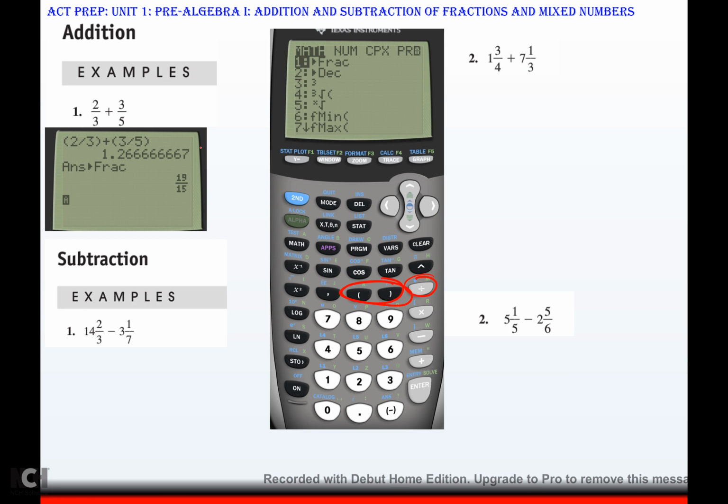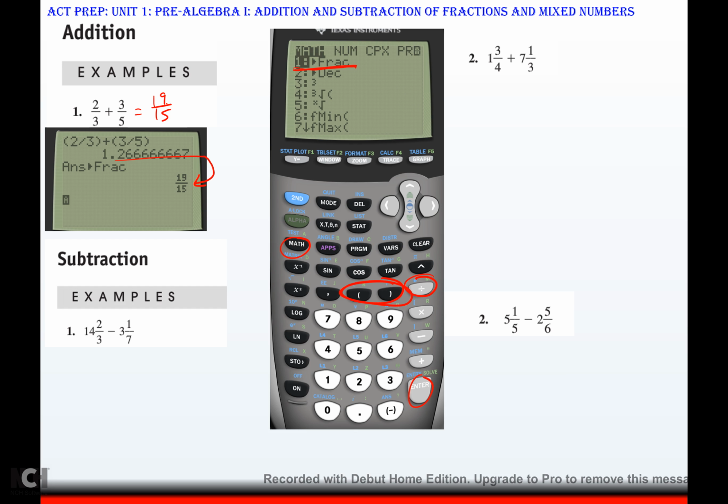I get this big old long decimal, which is probably not going to be one of my answer choices. So if you hit your math key right here, and then you want choice 1, so you hit math 1, enter, or math enter, enter, and it will take your decimal and convert it into a fraction for you. That would be 19/15. Now, the problem with that is if that answer isn't there, it's because they want it as a mixed number.